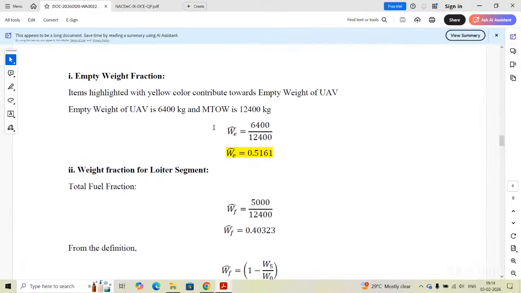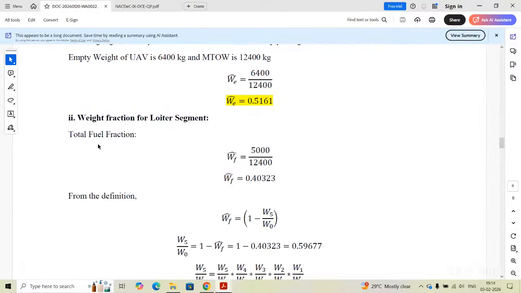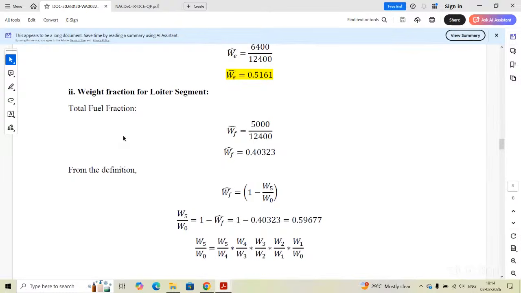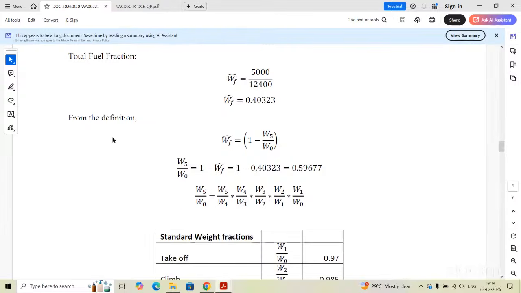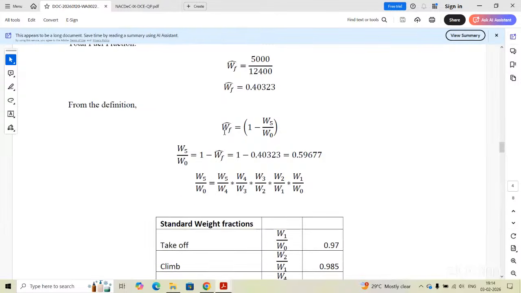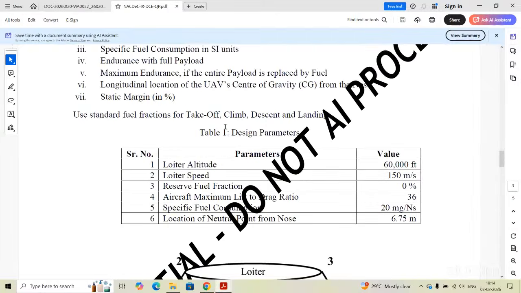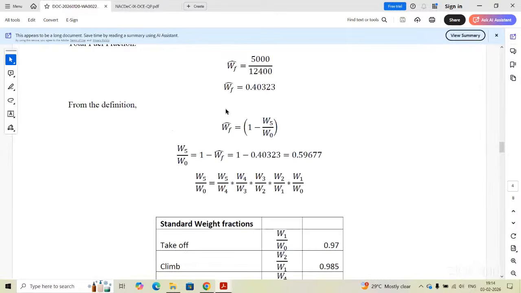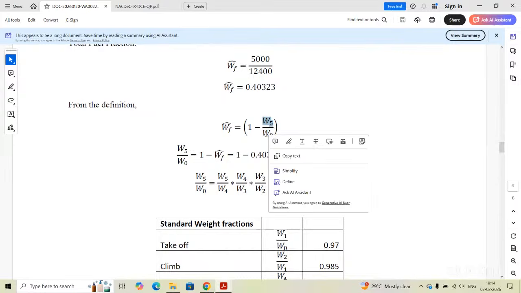So what you have to do for this: you have the total fuel fraction, fuel weight by MTOW, maximum takeoff weight. From the definition, fuel weight fraction is nothing but 1 minus the weight fraction of the mission. In this mission profile, from 0 to 5, so W5 by W0, which we have calculated as 0.4. So we will keep that here and we will obtain this W5 by W0.